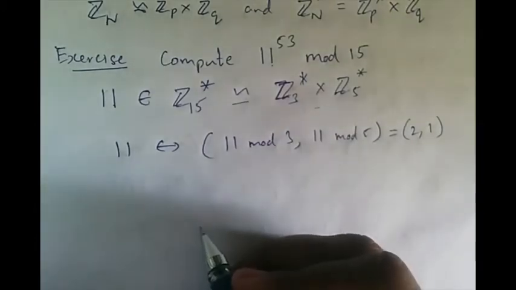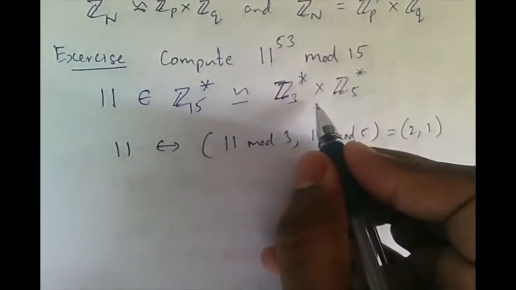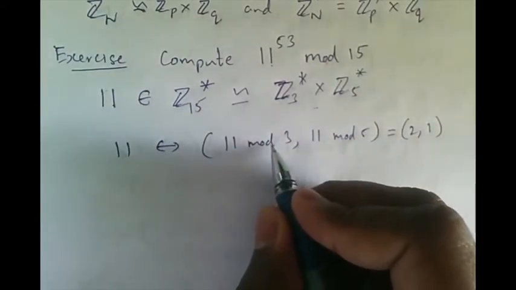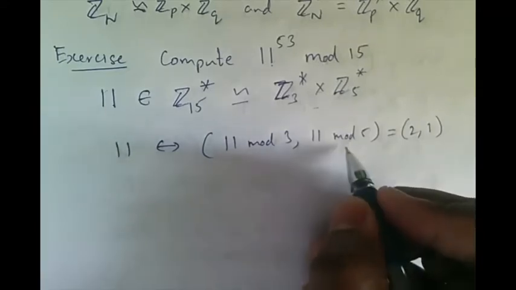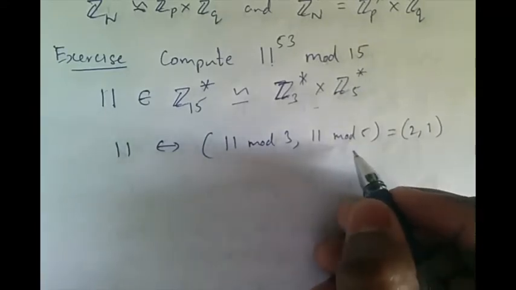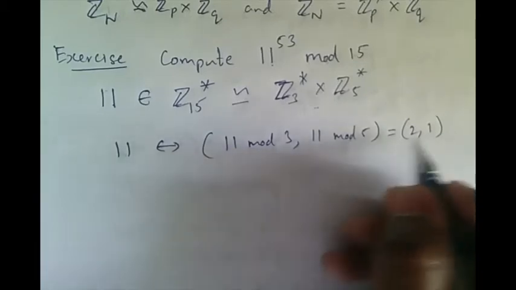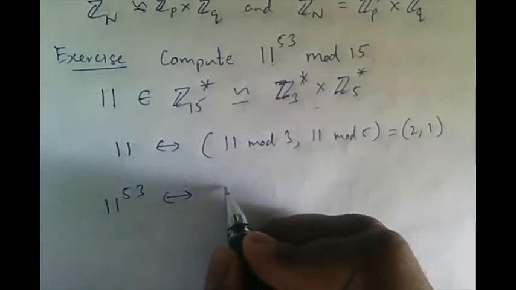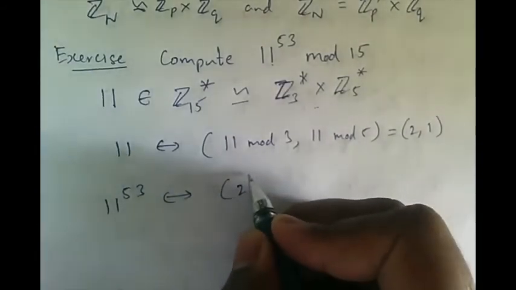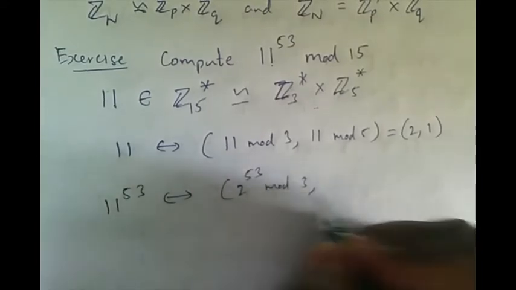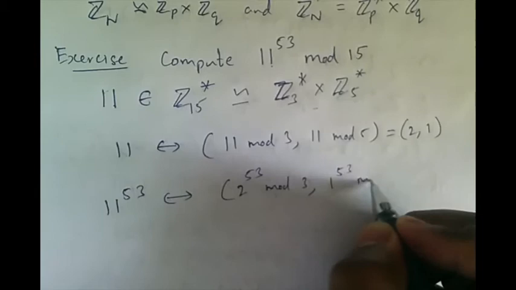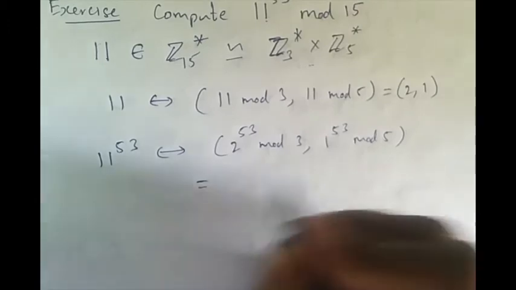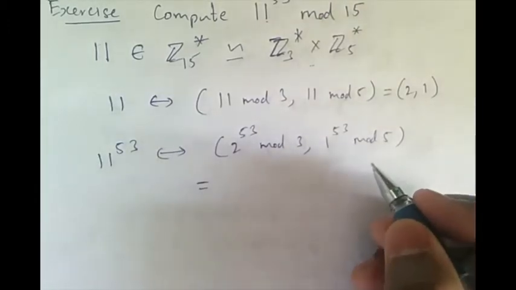Okay. And the operation in this group is coordinate-wise multiplication, where the first coordinates are multiplied and you take the remainder with respect to 3. The second coordinates are multiplied and you take the remainder with respect to 5. So let's look at this. So 11 raised to 53, by the isomorphism, will be 2 raised to 53 mod 3 times 1 raised to 53 mod 5. And this part is easy. 1 raised to 53 is just 1.